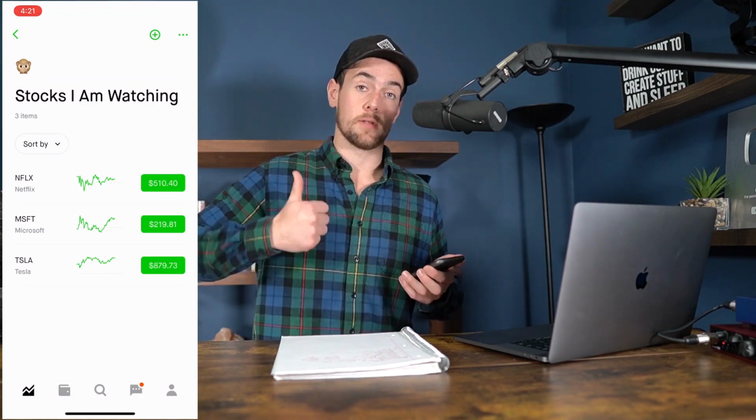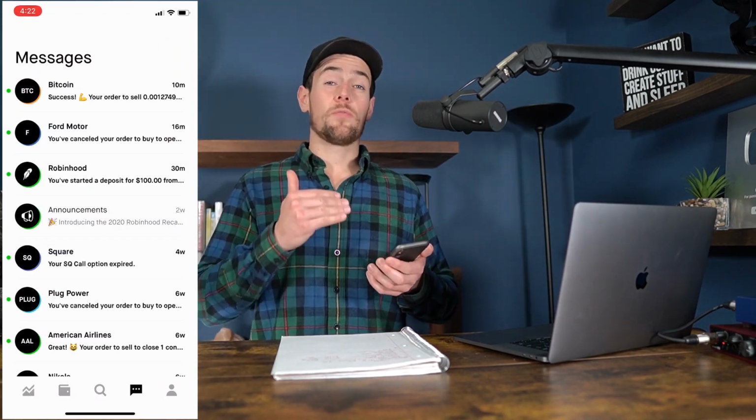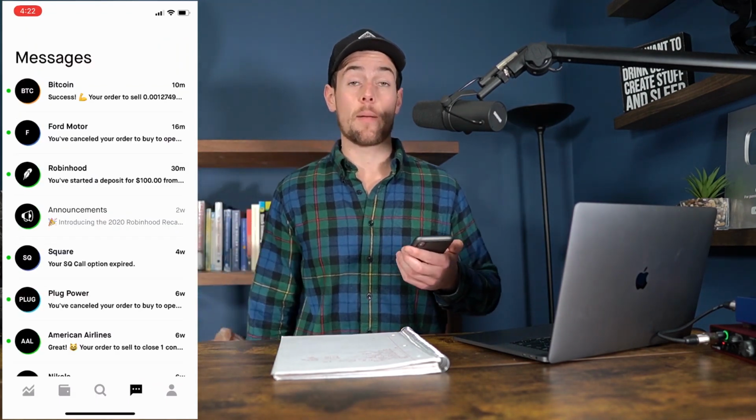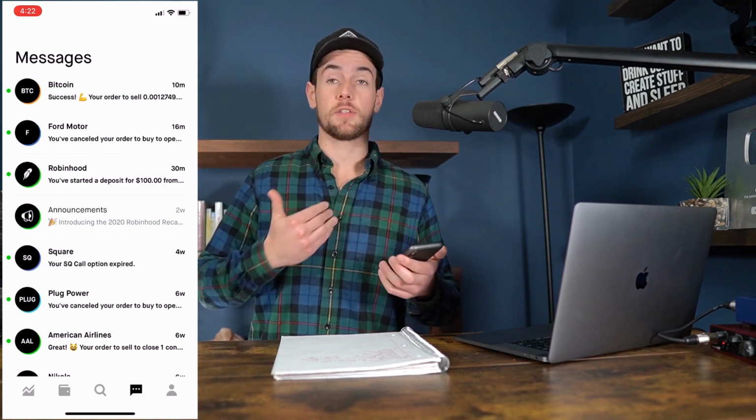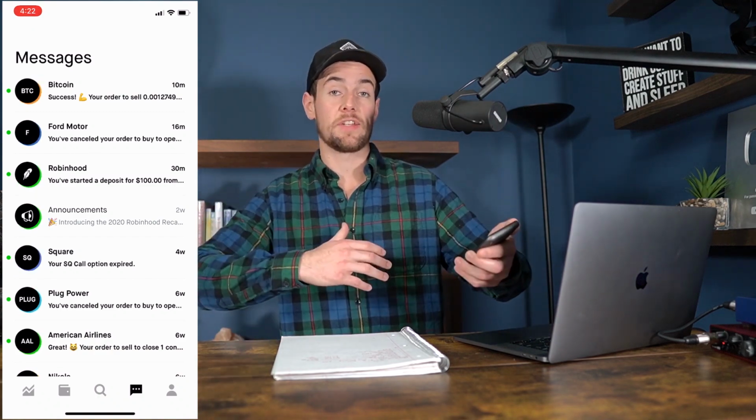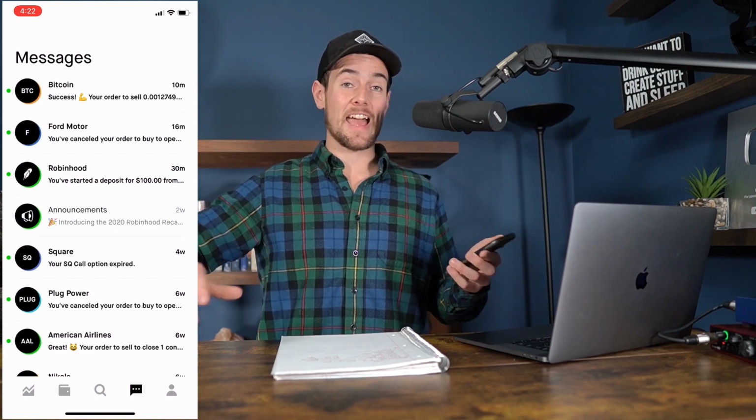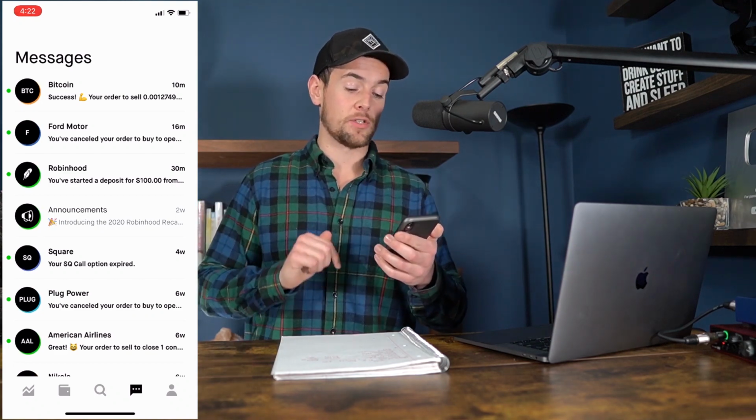Now, also, guys, you will find this messages tab here on Robinhood, which is just giving you notifications. So when you sell or buy a stock or earn a dividend or anything like that, it's going to show up over here on the messages tab.